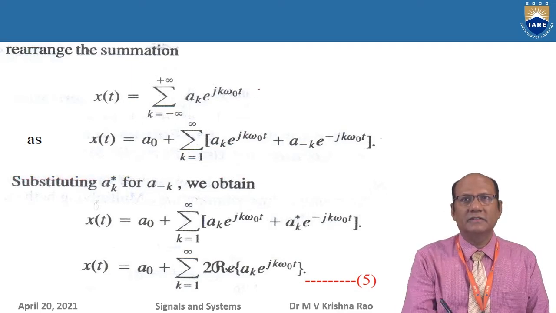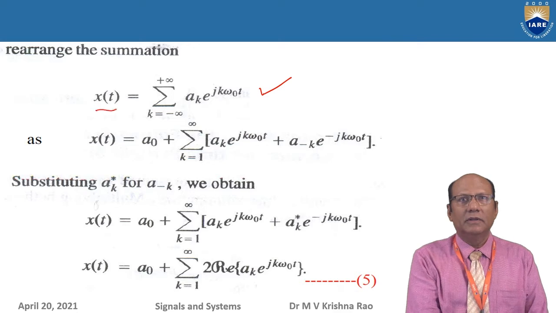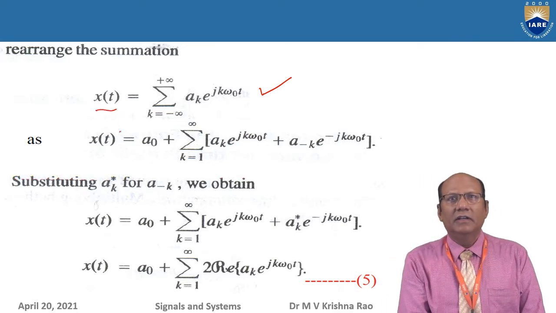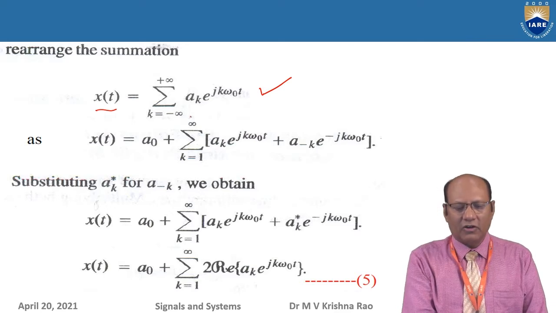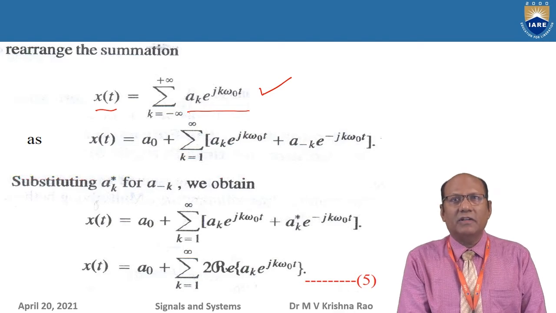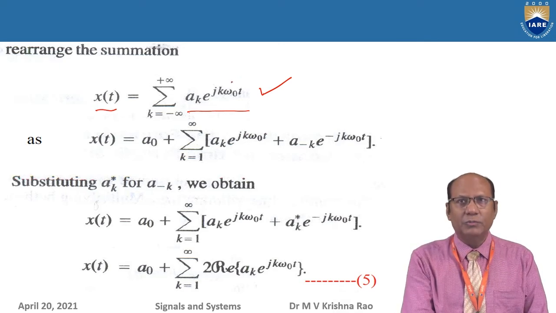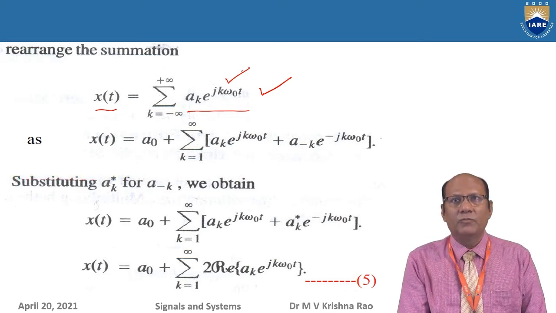we have the Fourier series expression. To recall, the given signal x of t is represented as a linear combination of a complete set of mutually orthogonal functions. What are those functions? e to the power of j k omega naught t. And these are harmonically related functions.